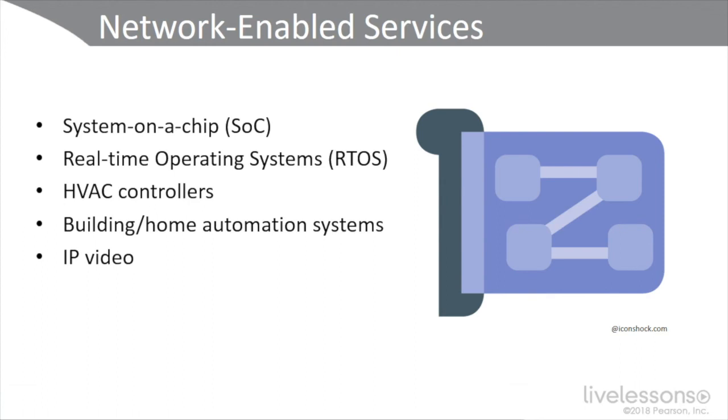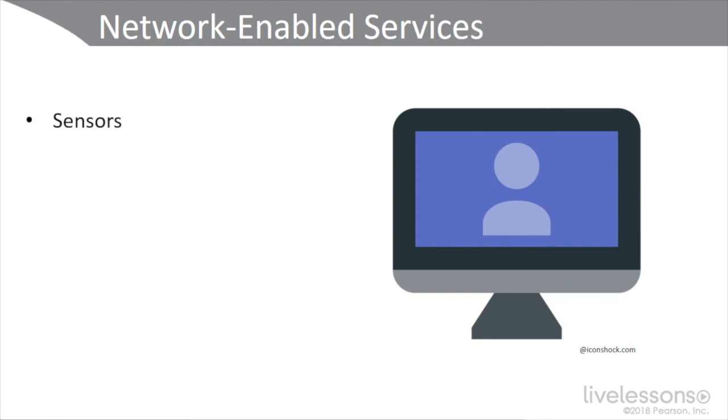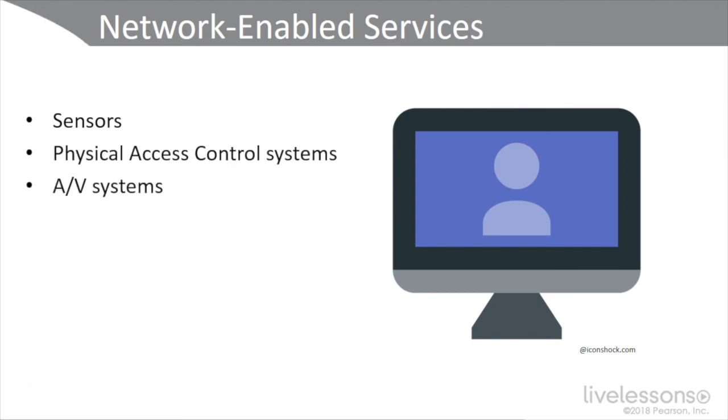So internal and external IP video for the home, and of course, closed circuit television and IP video throughout the corporate enterprise for a wide variety of reasons. There's a wide variety of sensors, IDS and IPS sensors, but also motion sensors using a wide variety of different technologies like microwave or sound. There's physical access control systems, audio-visual systems that go beyond just your IP phone or IP video.